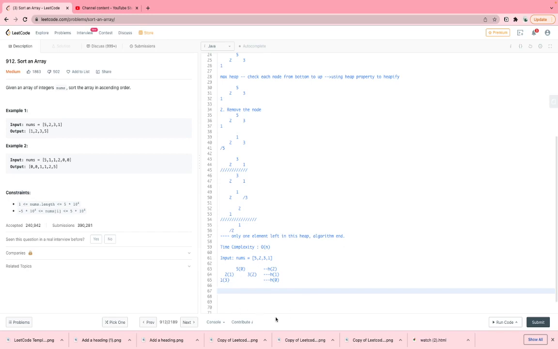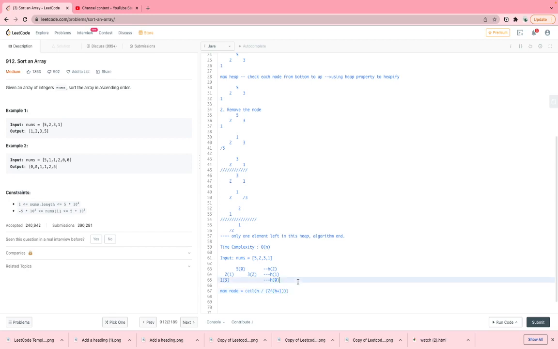So let's calculate the max number of nodes in each level. The number of nodes at height h is the ceiling of n divided by 2 to the power of h plus 1. This is the formula, where h is the height of the tree and n is the total length.